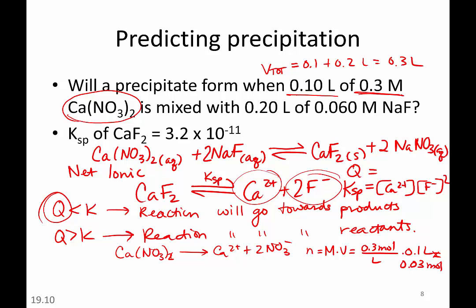So this is going to be equal to 0.03 moles. But to find our concentration of calcium 2+, we're going to take that number of moles, 0.03, and divide it by our new volume, which is 0.3 liters. So we get 0.1 molar.